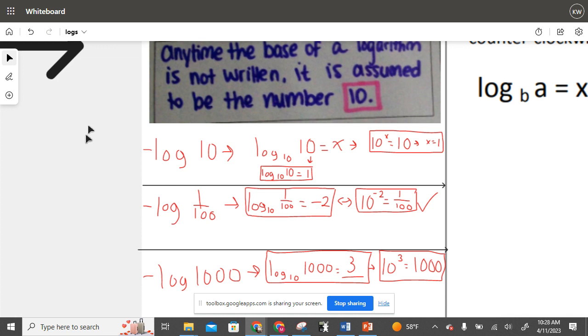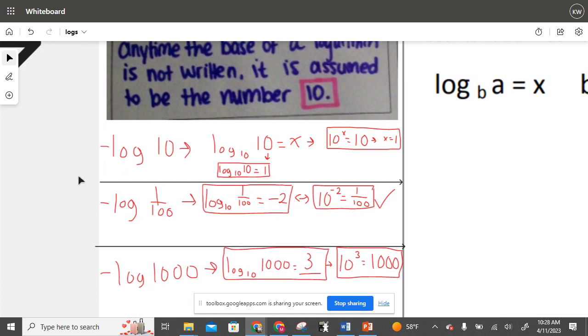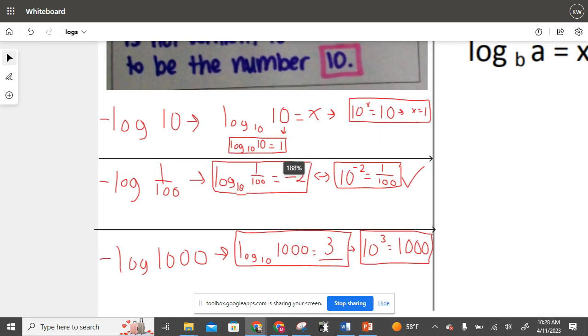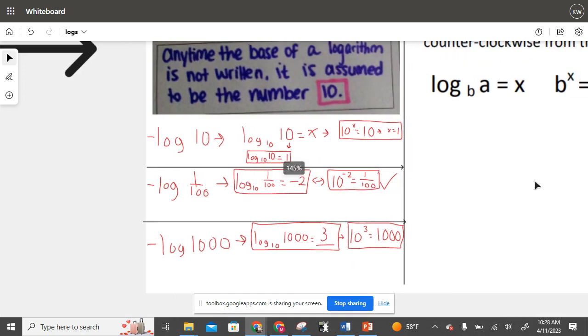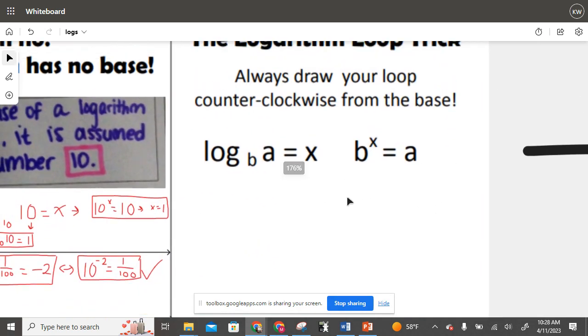So, this is what happens if you don't have a base. Now, it's important for us to know how to go back and forth between these things. So, does anybody still need what we have over here on the left? All right, we're killing it, folks. All right, let's go to the next one.